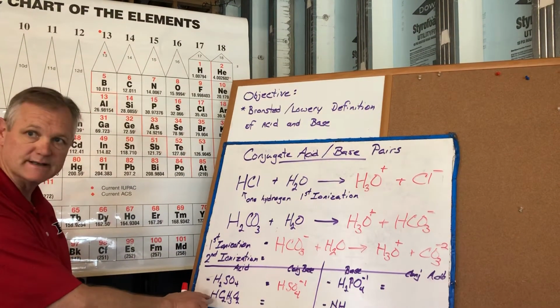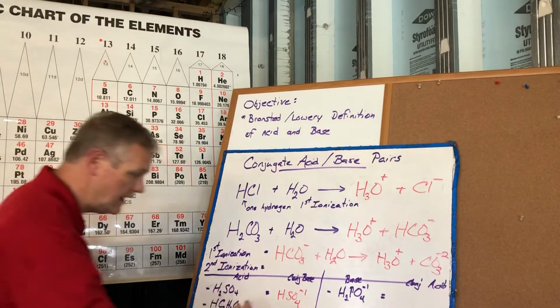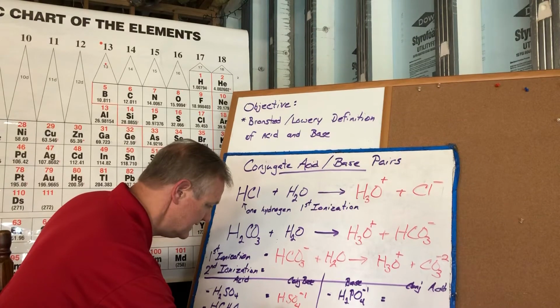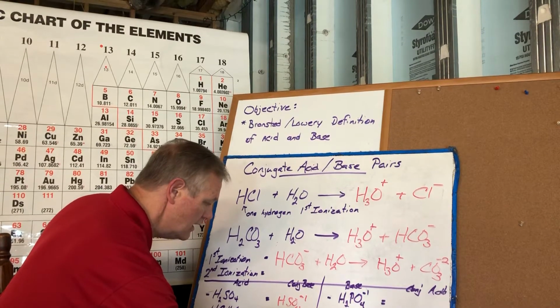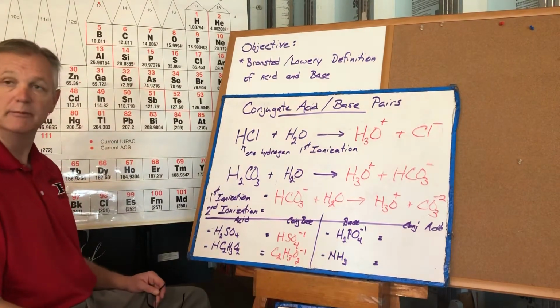Down here, this is acetic acid, HC2H3O2. If it donates one hydrogen, I'm left with an acetate ion, C2H3O2 -1. That's its conjugate base.